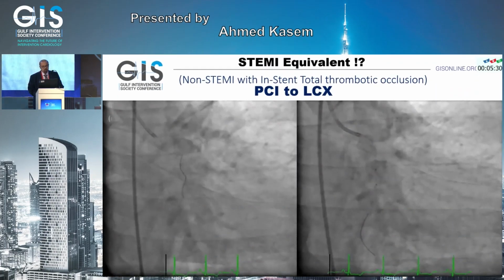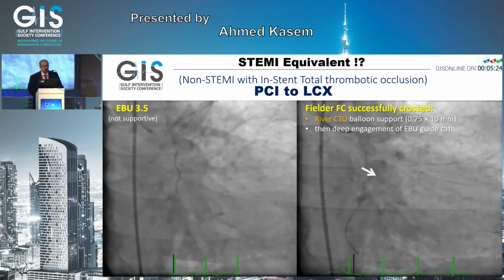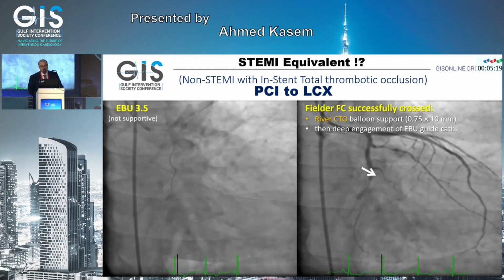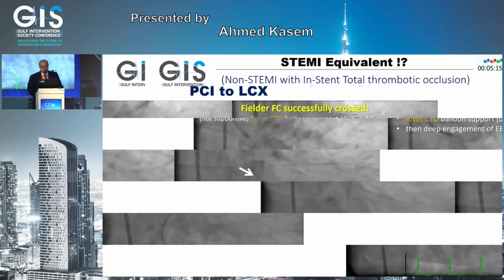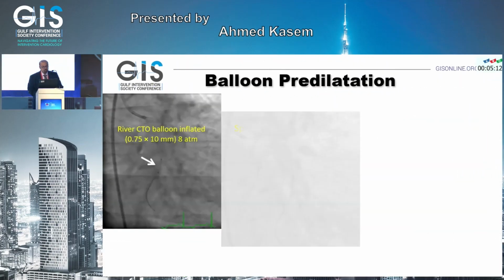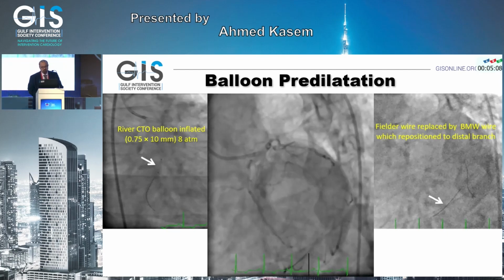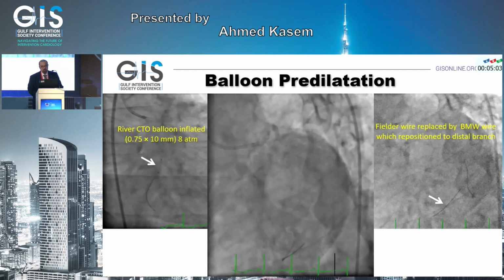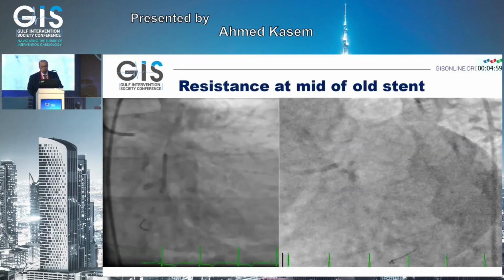So I decided to go directly for recanalization of this total occlusion of the mid left circumflex, in the old stent actually, with a Fielder FC wire with a reverse CTO balloon from the beginning, not the workhorse wire. Then after crossing with the reverse CTO balloon inflated, I changed it to a larger balloon, 2 by 15, and then I replaced the Fielder FC wire with a regular BMW wire in this patient.